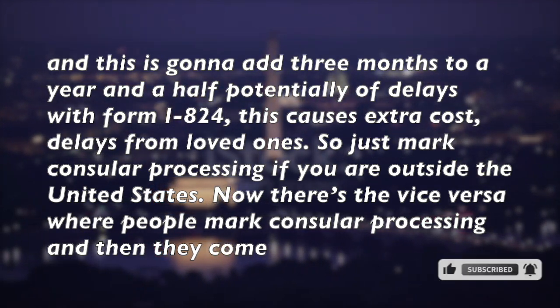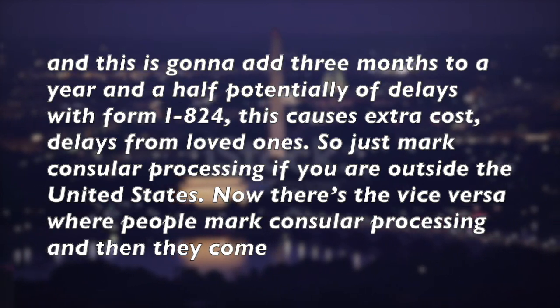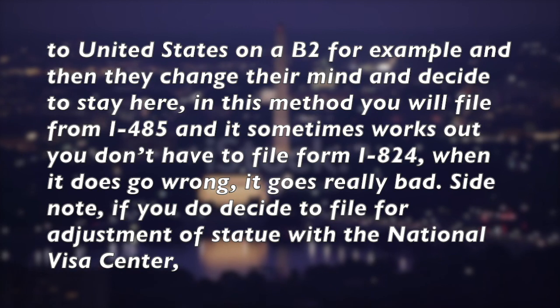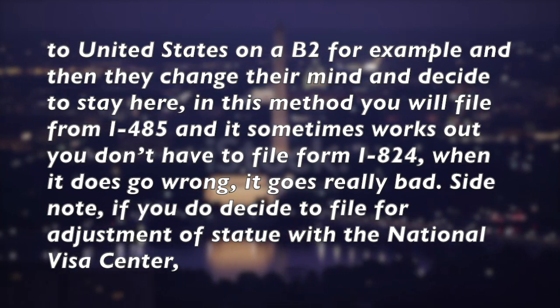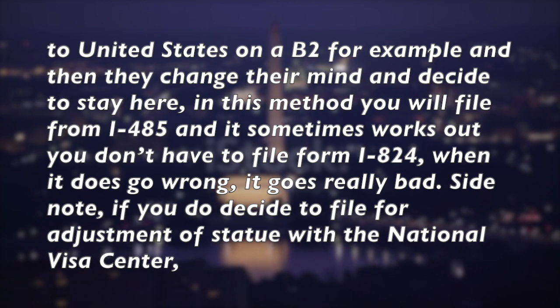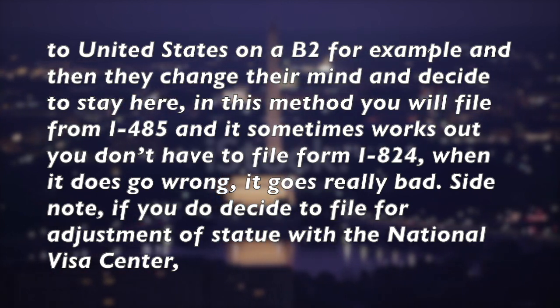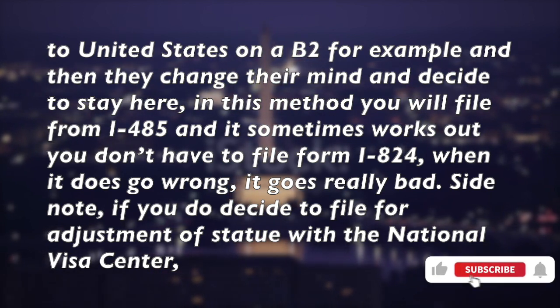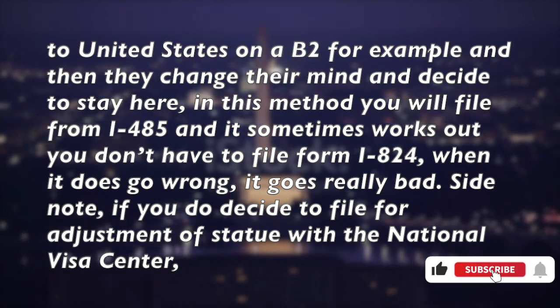Now, there is a vice versa, where people mark consular processing and then they come to the United States on a B2, for example, and then they change their mind and decide to stay here. In this method, you will file Form I-485 and it sometimes works out. You don't have to file Form I-824. When it does go wrong, it goes really bad.